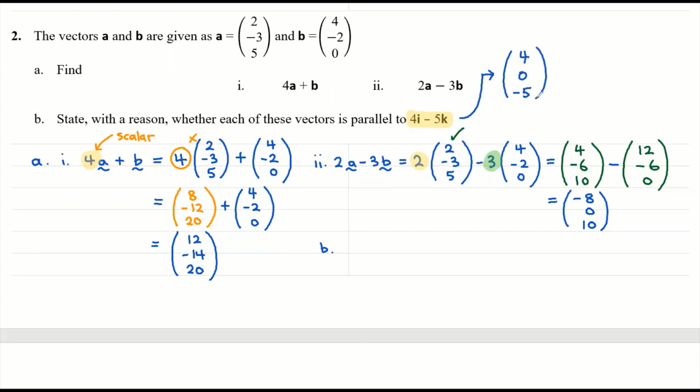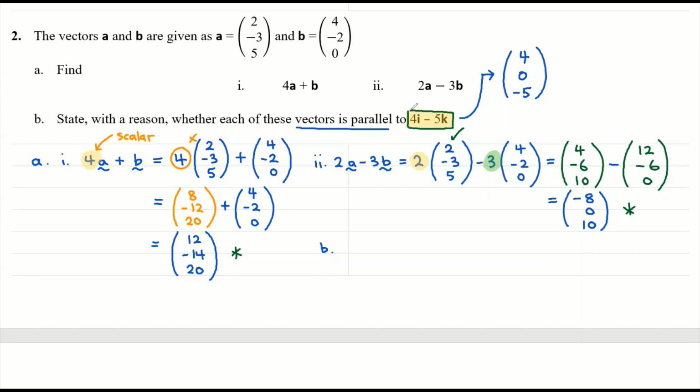lots of k. Now looking at that, we know that if vectors are parallel, then one of the vectors that we have here, the 4a plus b, which I have over here for part A i, and the -8, 0, 10, which is 2a subtract 3b for part A ii, those vectors have to be scalar multiples of this vector here if they are parallel.